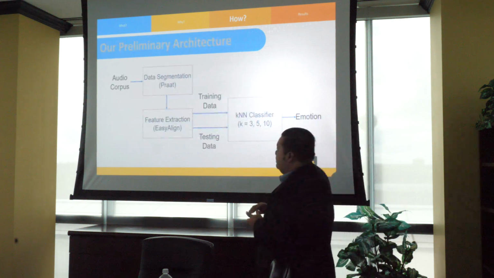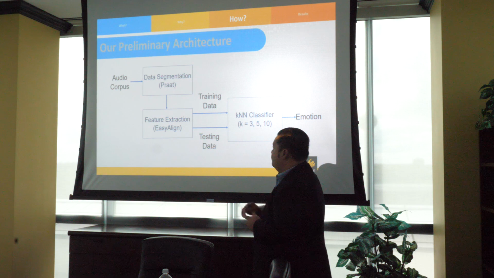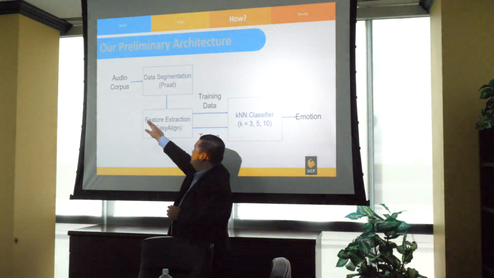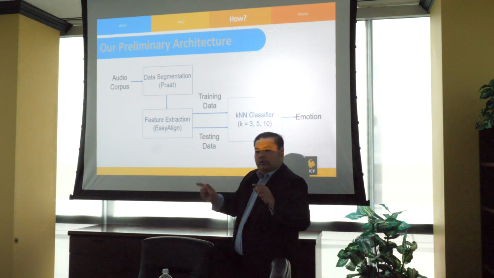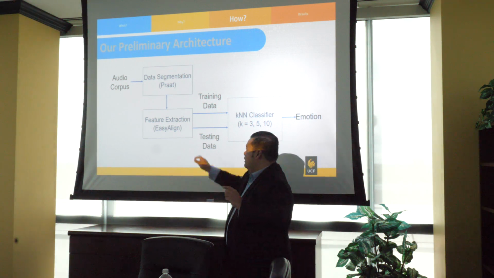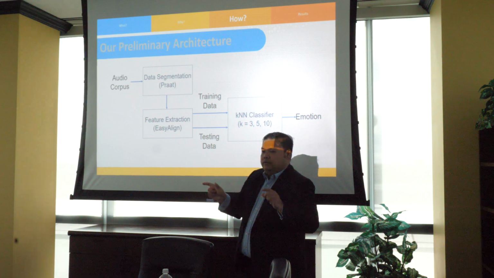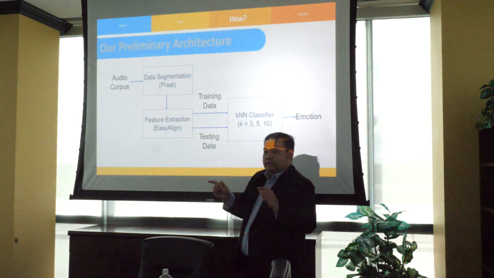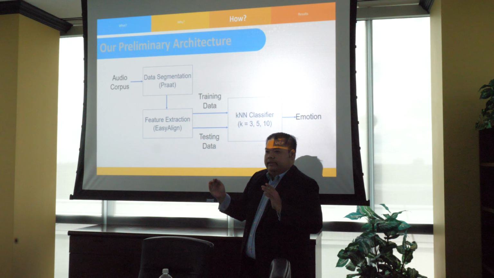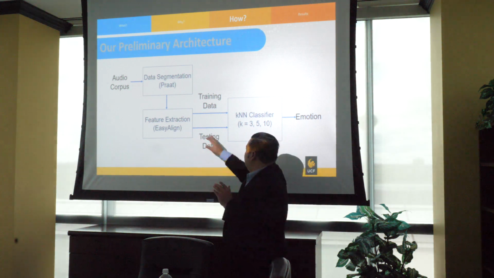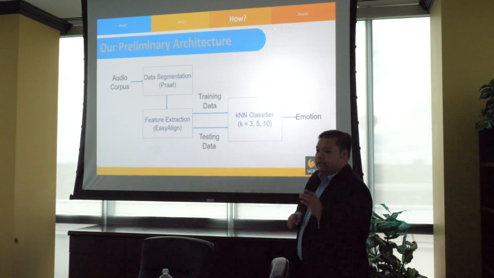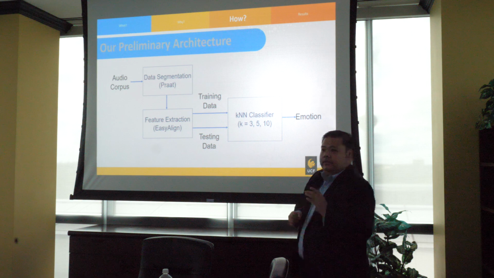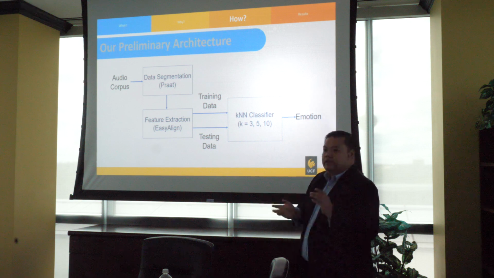So this is basically the big picture of our architecture. When we got the audio corpus, we segmented the audio based on the word. And then we extracted those 5 acoustic features using EasyAlign. I call it in the dissertation the case for the entire 5 data. Then I used k equals 3, 5, and 10 and ran the KNN classifier just to get a feeling for what type of result we will get.